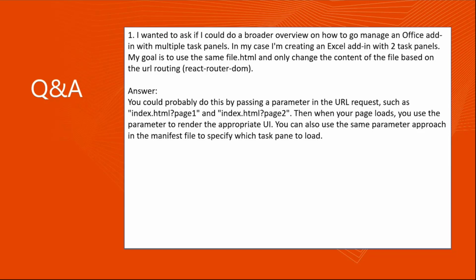So the answer here is you could probably do this by passing a parameter in the URL request. For example, you could do index.html page 1 and index.html page 2. And then when the page loads, you can use that parameter to render the appropriate UI. And you can also put these parameters in the manifest file or wherever else you might need them to specify which task pane you want to be loading.